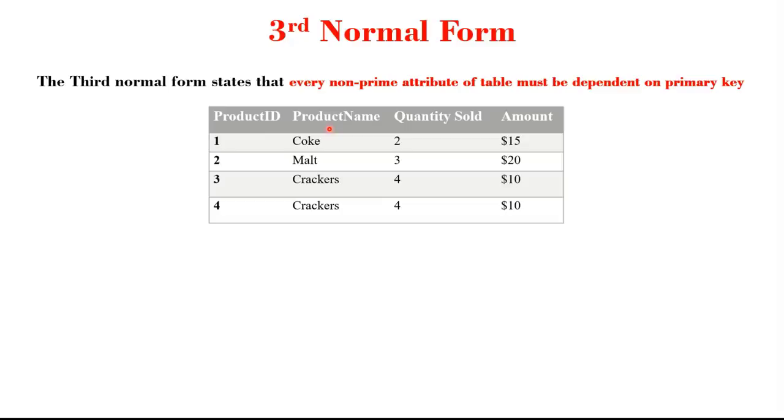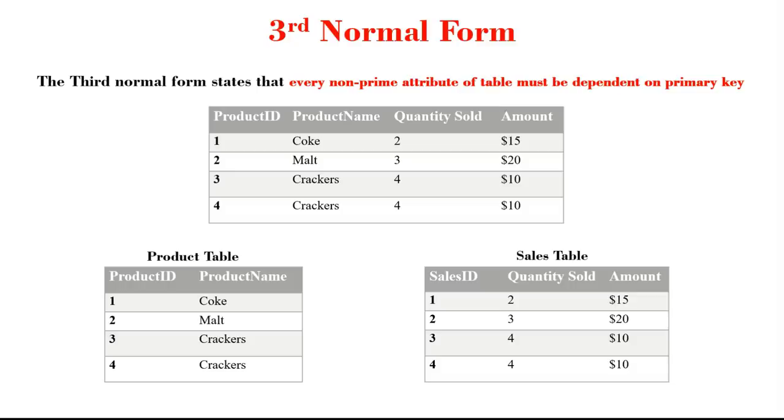So for this table to satisfy the third normal form, again, we have to break the table down into new tables and provide primary keys for each of the tables, as you can see here. So now we have the product table, and it is uniquely identified by the primary key, which is the product ID. We also have a sales table, which is being uniquely identified by sales ID, and the quantity sold and amount now fully depend on this sales ID primary key.